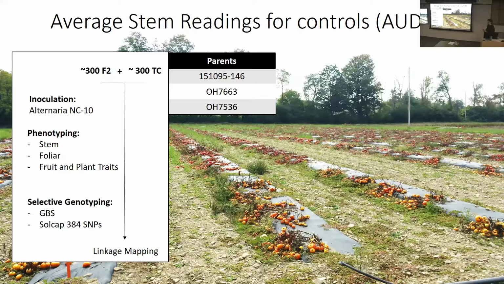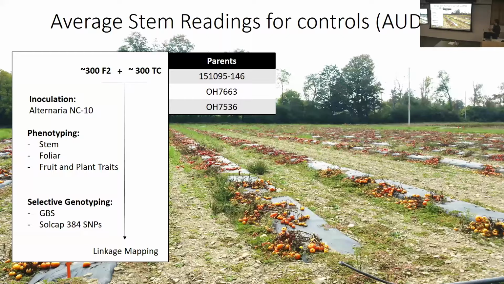Ohio 7536, for all intents and purposes, is considered our fully susceptible control, and Ohio 7663 actually has some form of foliar tolerance. I should note, though, that neither of them are really truly fully susceptible because they are from a breeding program that's applied and is in a humid environment. So like a lot of breeding material that's meant to become a cultivar, it's never fully susceptible.